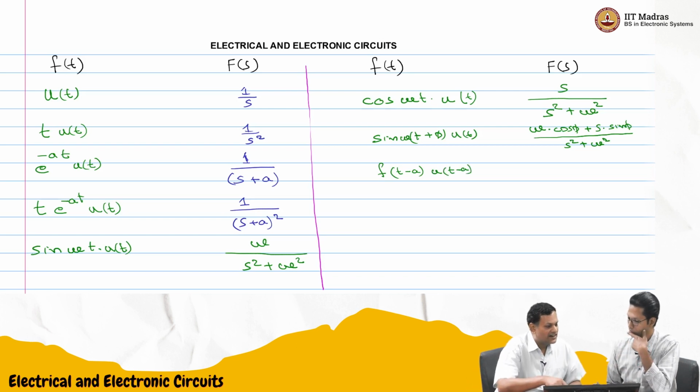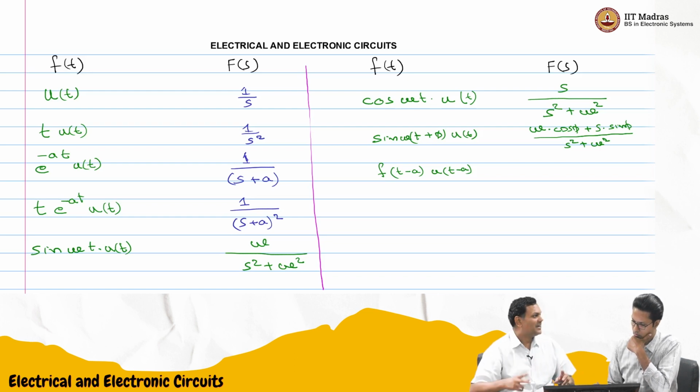Just like we had sin omega t u of t and so on, we can have f of t u of t. Now we are shifting that in time. We did that. u of t minus a is just u of t delayed by a time a, which means it steps from 0 to 1 at time t equal to a. Till then it is 0.